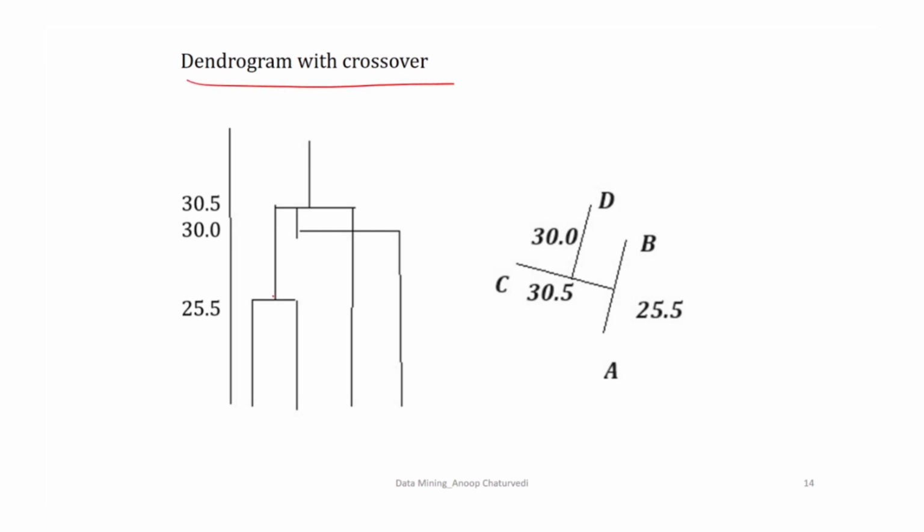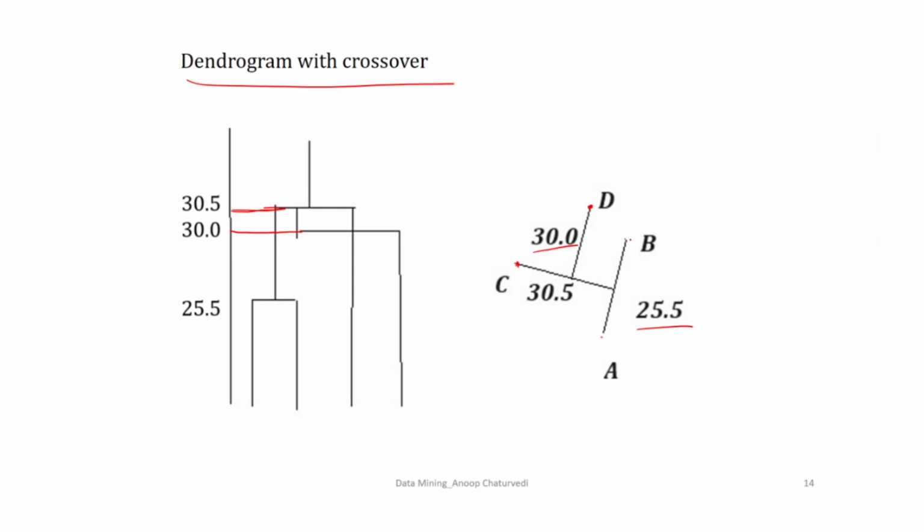This merger occurs at a distance, say 30.5, and the next merger occurs at a distance, say 30. Say here the distance between A and B is 25.5, and after that the distance from C to this cluster AB is 30.5, and then the distance from D to ABC is 30.0.